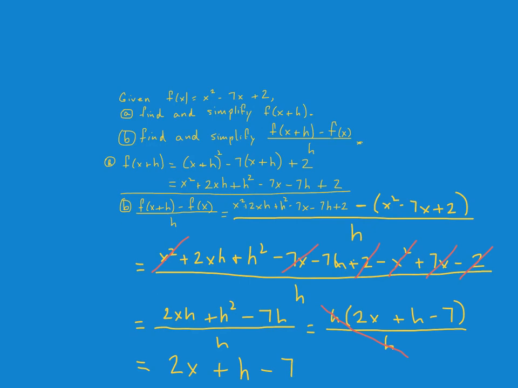Now, it doesn't matter what order those terms are in, obviously, but 2x plus h minus 7 is what you get for the answer to B after you simplify the difference quotient.